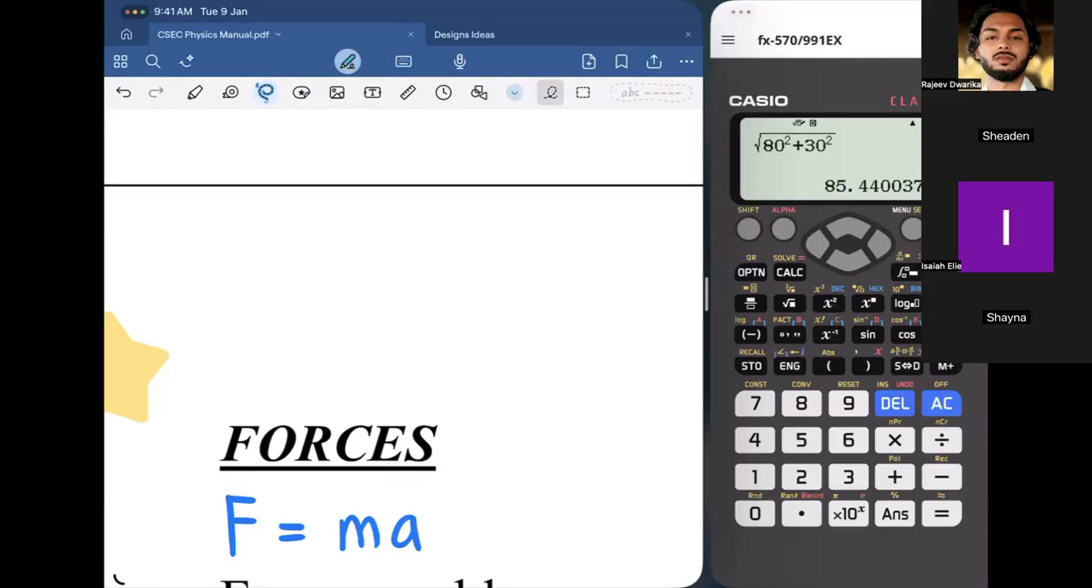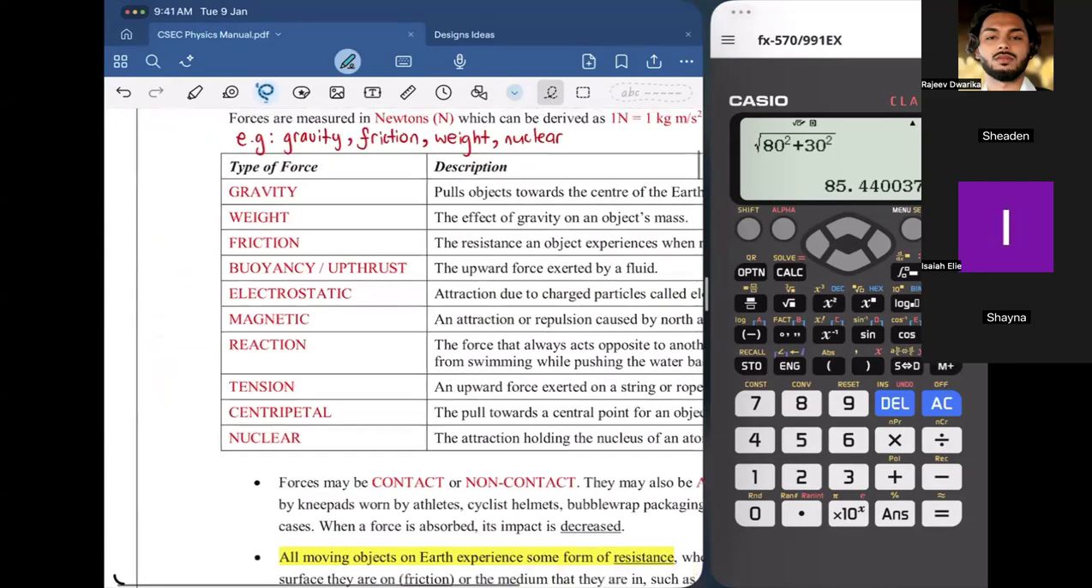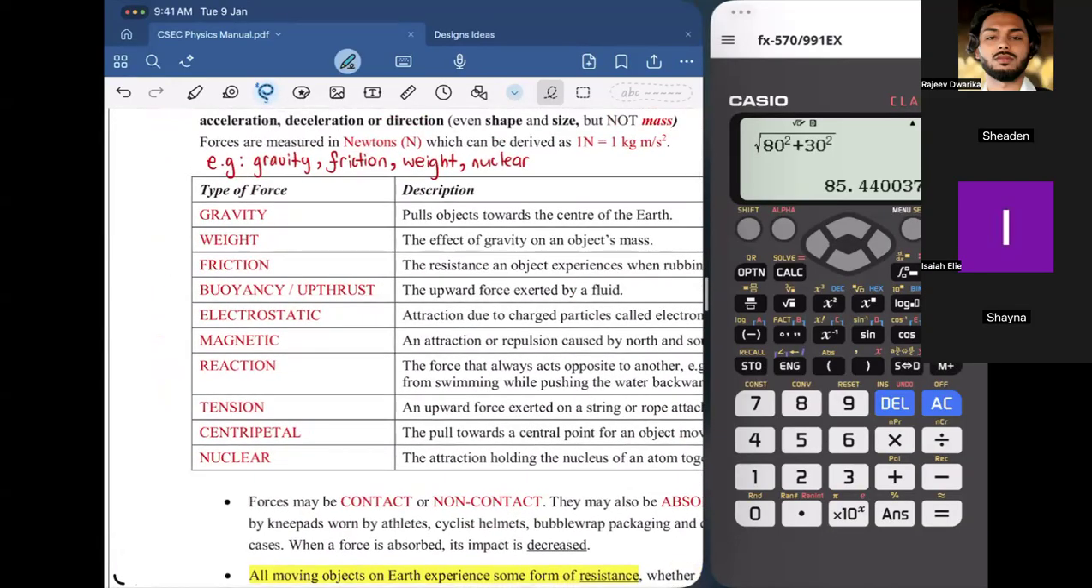Yeah, and let me ask you a question. Could a force be in different directions? Yes. Yeah, so that can be a vector. You would see sometimes -5 newtons, +5 newtons. Sheena, did you know what a vector was from the previous classes? Yes, sir. Okay, cool. So these are some forces.